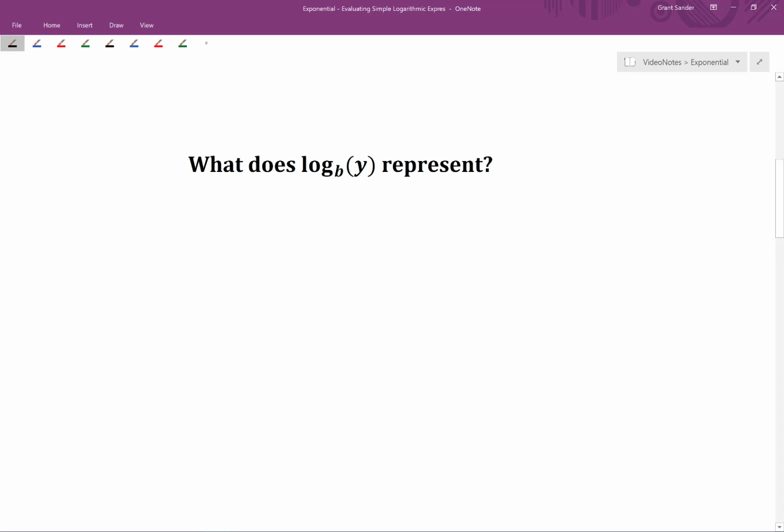In this video, we will evaluate some simple logarithmic expressions. So let's start by reviewing what the expression log base b of y represents. This expression log base b of y represents the exponent on a base of b needed to produce a result of y. So if we have b raised to some exponent and it gives us a result of y, then this logarithmic expression represents that value.